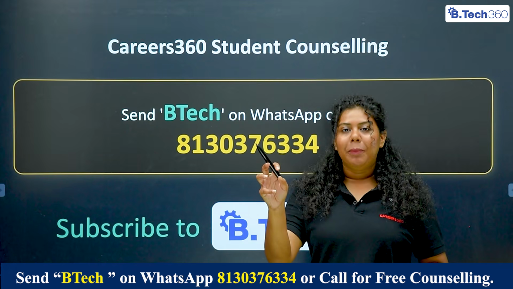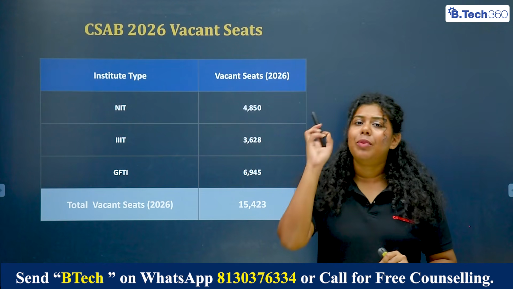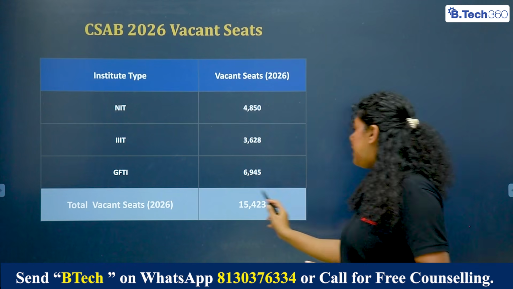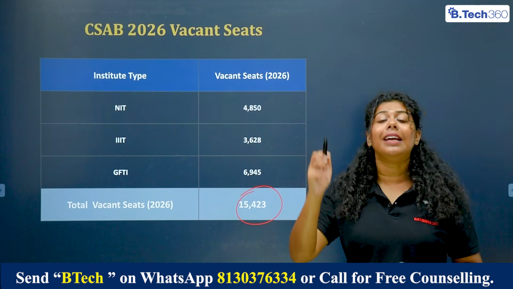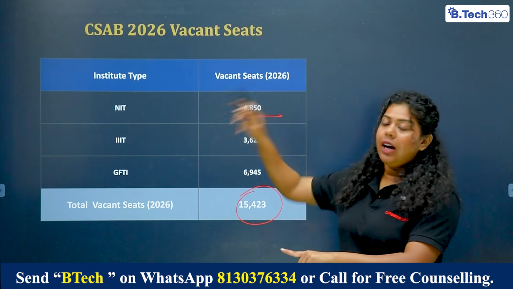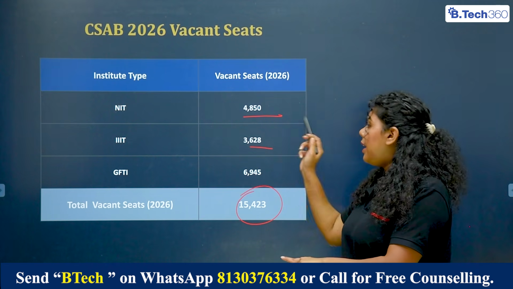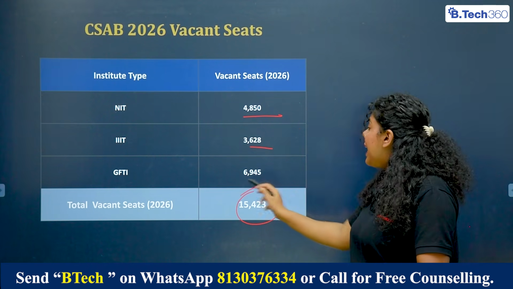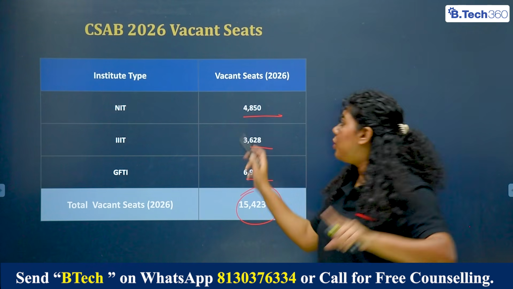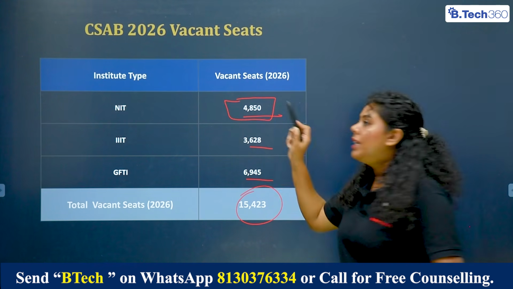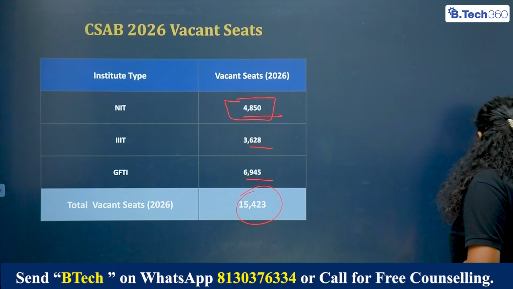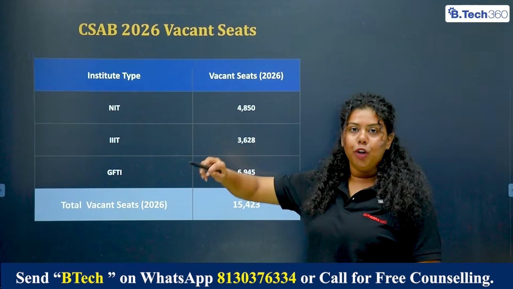Now moving on to the main topic, let's first analyze how many seats are there for the current year, that is for 2026. So for 2026, 15,423 vacant seats are available. Out of these, 4,850 are in NITs, 3,628 are in IIITs, and 6,945 are in GFTIs. So we are going to look at these 4,850 seats.